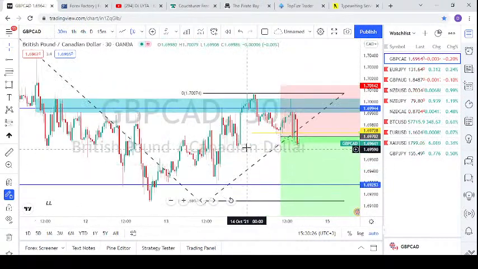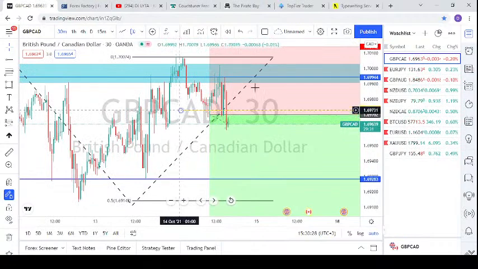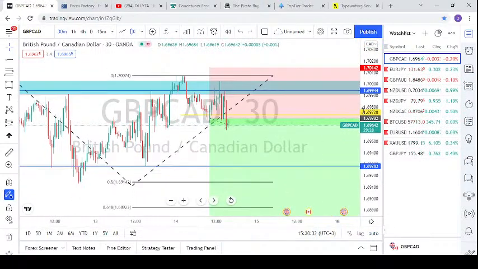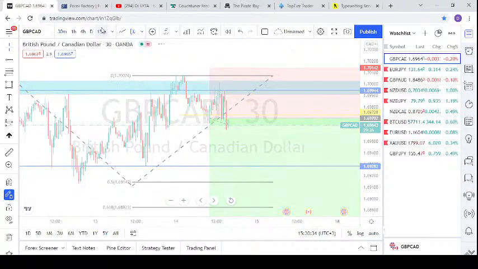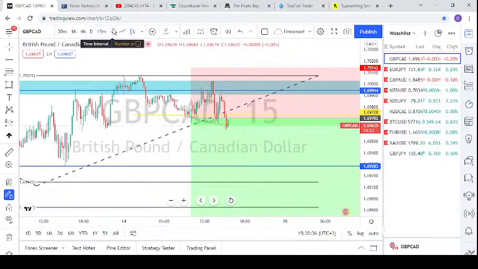Some nice candle close. M15, very nice candle close. Let's see M15. Very nice. I'm executing my position, so let's see. GBP CAD, beautiful setup.